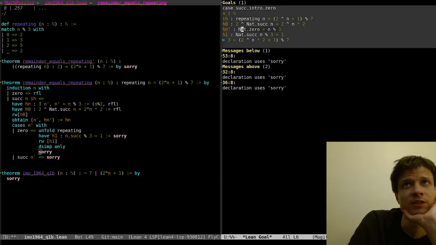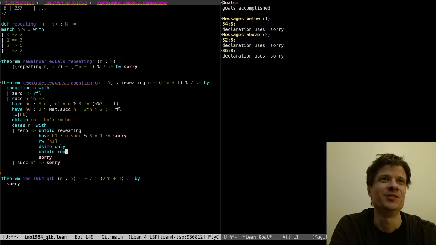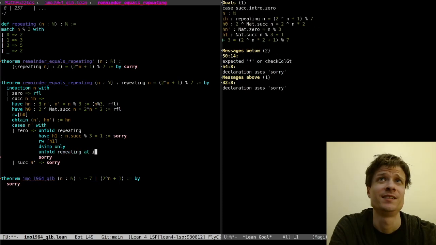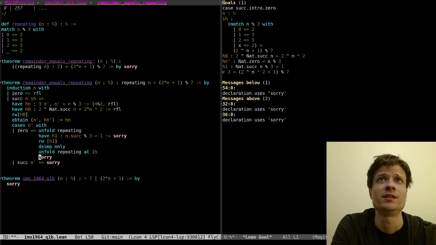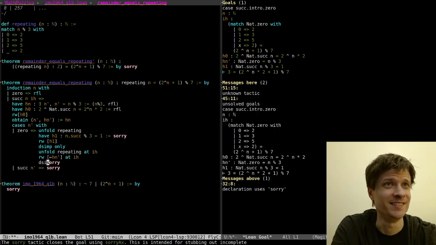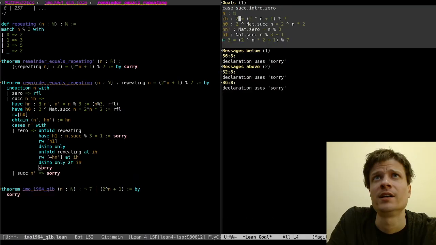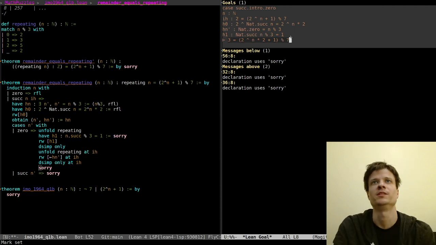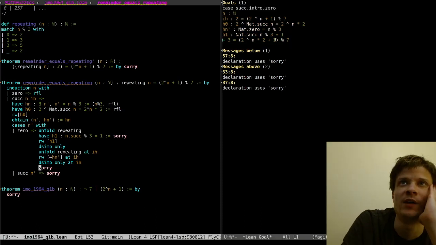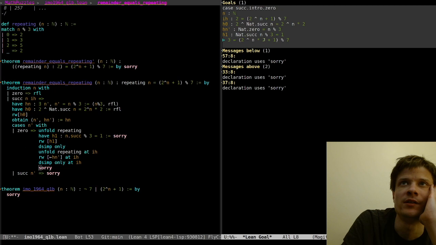Okay. This also gives us enough information to plug in to get rid of this repeating as well. Unfold repeating at IH and rewrite hn' at IH. dsimp only at IH. I expect this IH to imply this. If 2 equals 2 to the n plus 1 mod 7, then 3 must equal 2 to the n times 2 plus 1 mod 7. At a high level, what I'm going to do is add 1 to both sides. So this is 2 to the n times 2 plus 2. Then factor out 2, and then be able to substitute this IH in.